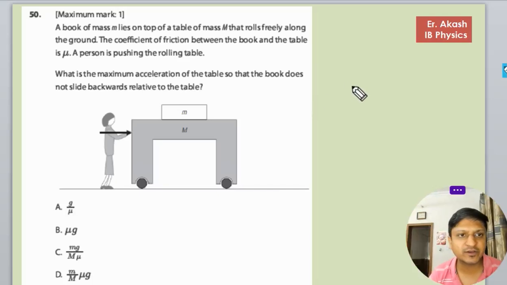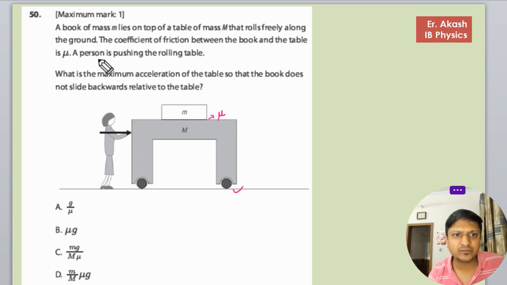Champions, how are you? So there's another question, and the question says that a book of mass m lies on top of the table of mass capital M that rolls freely along the ground. So there is no friction here. The coefficient of friction between the book and the table is mu. Here there is a friction, that is mu.